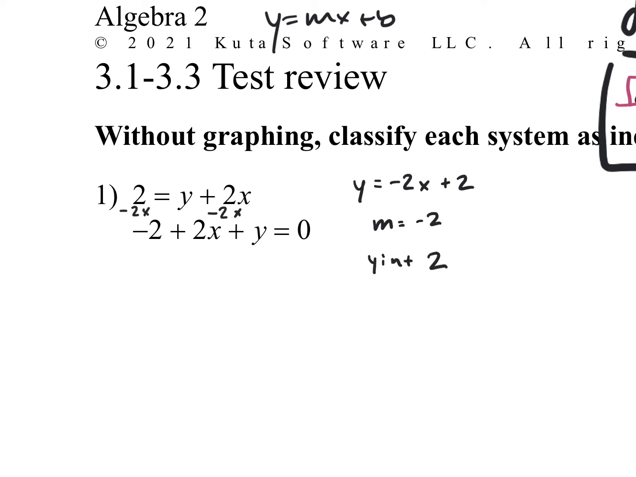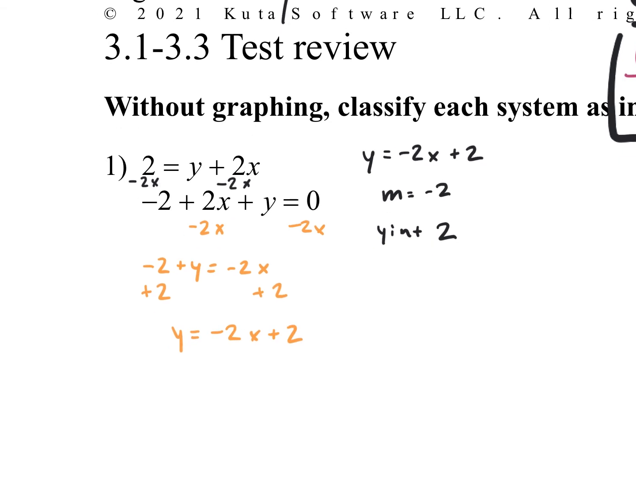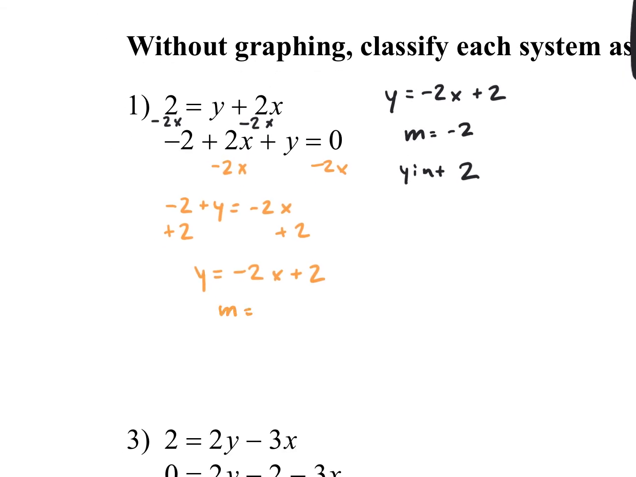2. Go ahead. For the second one, how do I get it into y equals mx plus b form? I can subtract 2x on both sides. So I have negative 2 plus y is equal to negative 2x. What comes next? Negative 2x. What should I do next? Add 2. So y is equal to negative 2x plus 2. What is my slope? Negative 2. And what's my y-intercept?